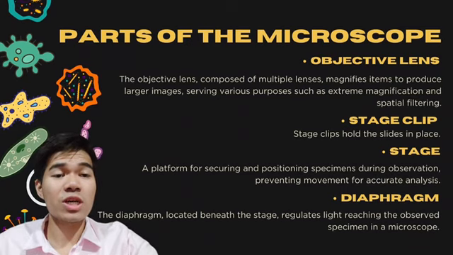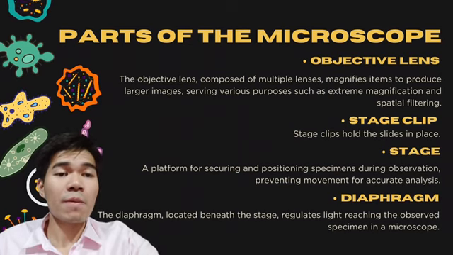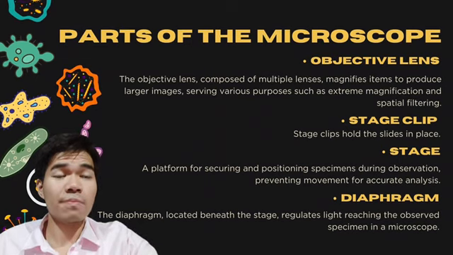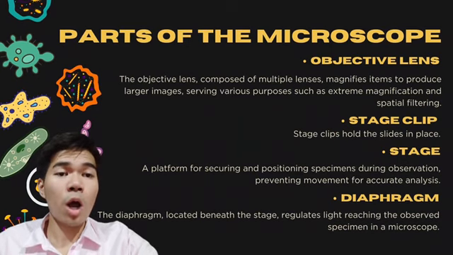Then we have the spatial filtering. So the spatial filtering, by that definition, is the one that brings clarity to the image of the specimen. So we have the stage clip. The stage clip is the one that holds the specimen on the stage. The stage is the platform of the microscope where the specimen or the prepared slide is placed.